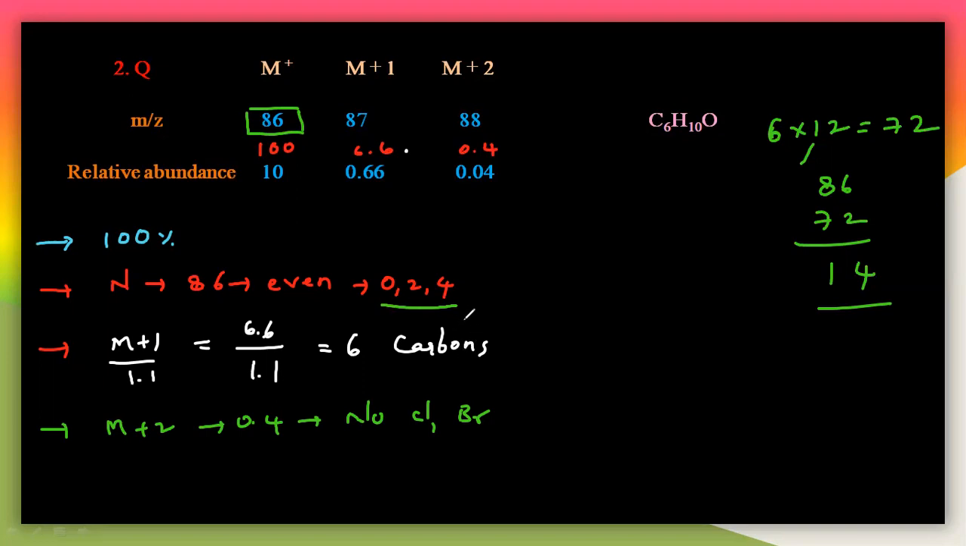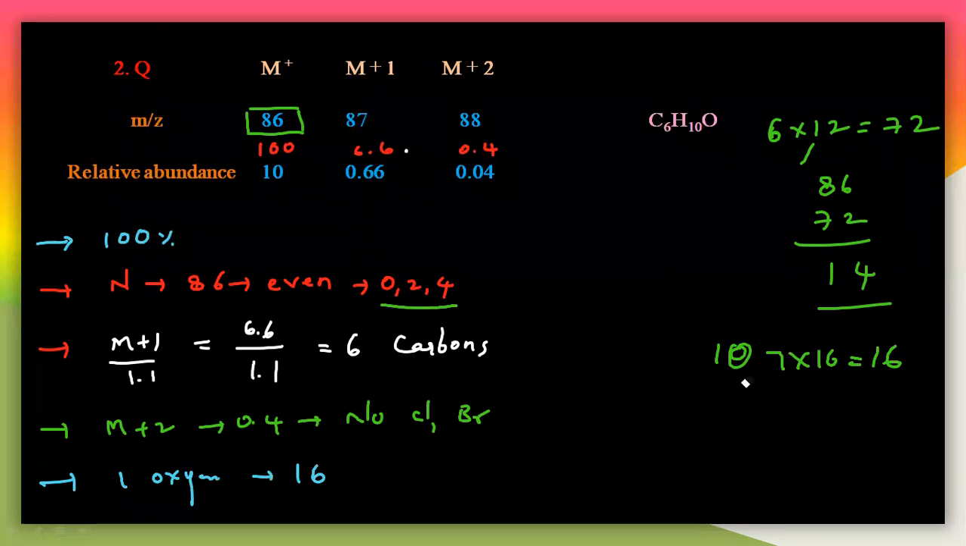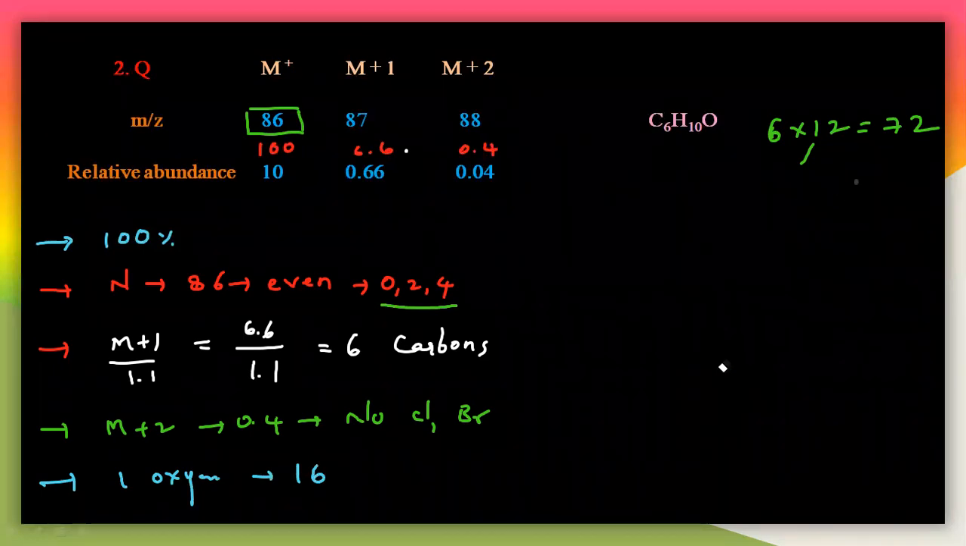Next is oxygen here. So if we add 1 oxygen, 1 times 16, you will get 16 here. So if you take 1 oxygen, that is 16 mass you can add here. So that means, see here.